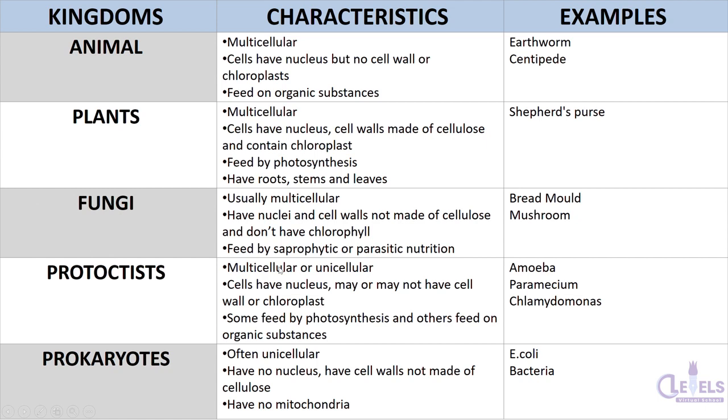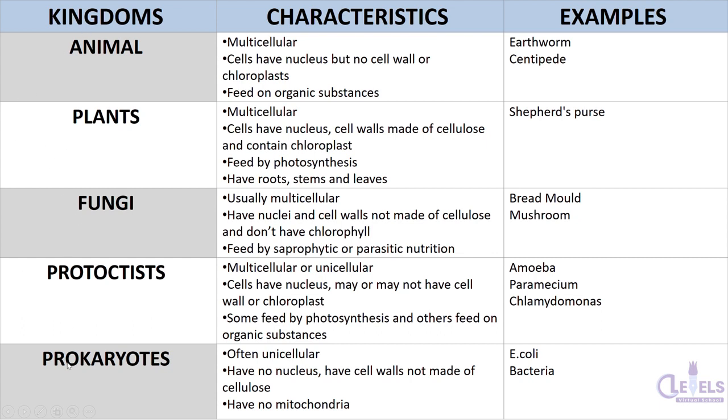So Protoctista could be multicellular or unicellular. These cells have a nucleus, and they may or may not have cell walls or chloroplasts, and some feed by photosynthesis and others feed on organic substances. The cell wall, chloroplast and photosynthesis are the plant features that Protoctista may or may not have. It may have animal features like feeding on organic substances and being multicellular. So Protoctista is the kingdom that has both animal and plant features.